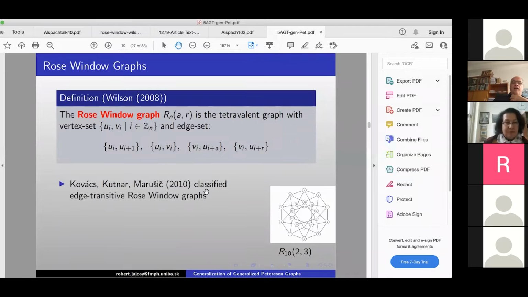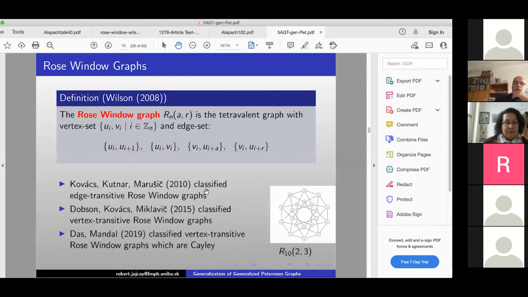Again, for this class of graphs, we know which are the edge transitive Rose window graphs. That's due to Kovac, Kutnar, and Marušić from 2010. We know which are vertex transitive Rose window graphs. We don't have this completely simple kind of description. There are infinite families, but we have a precise description of which of them are vertex transitive, due to Dobson, Kovac, and Miklavich. And Das and Mandal classified vertex transitive Rose window graphs which are Cayley. So I'm also listing these results to convince the audience that these are the types of questions that people like to ask for these graphs, which are not very far from the generalized Petersen graphs.